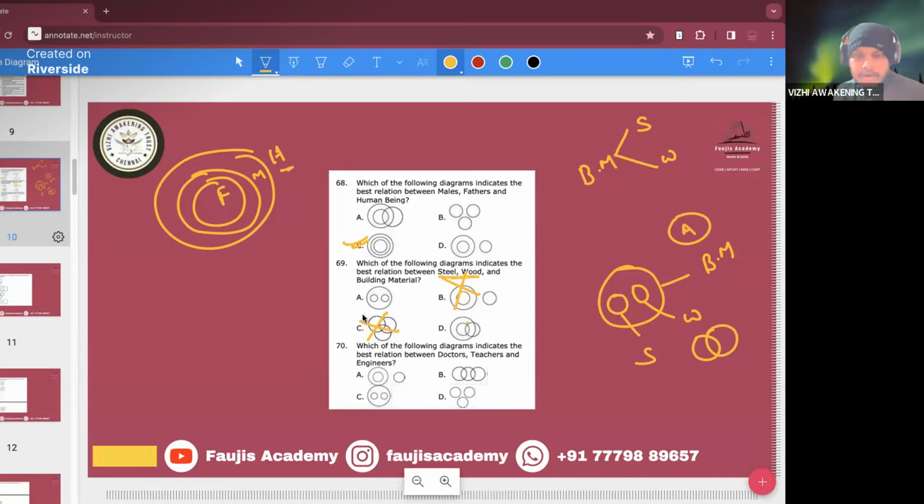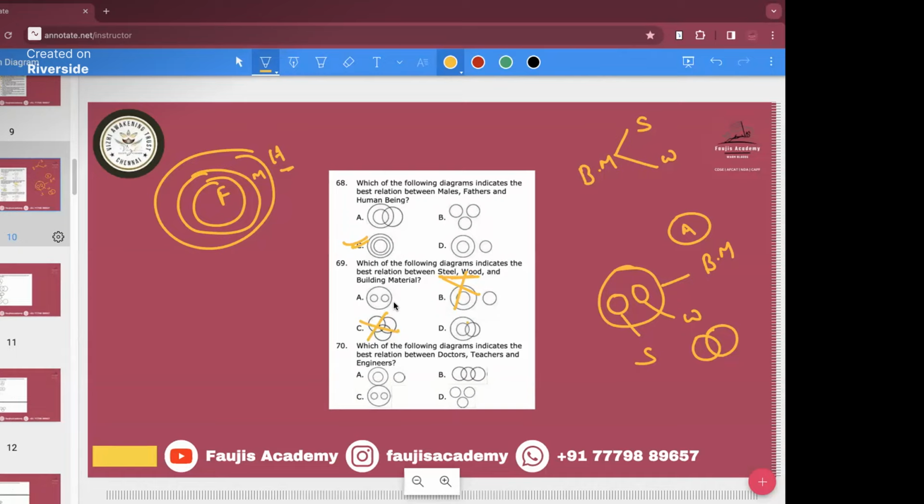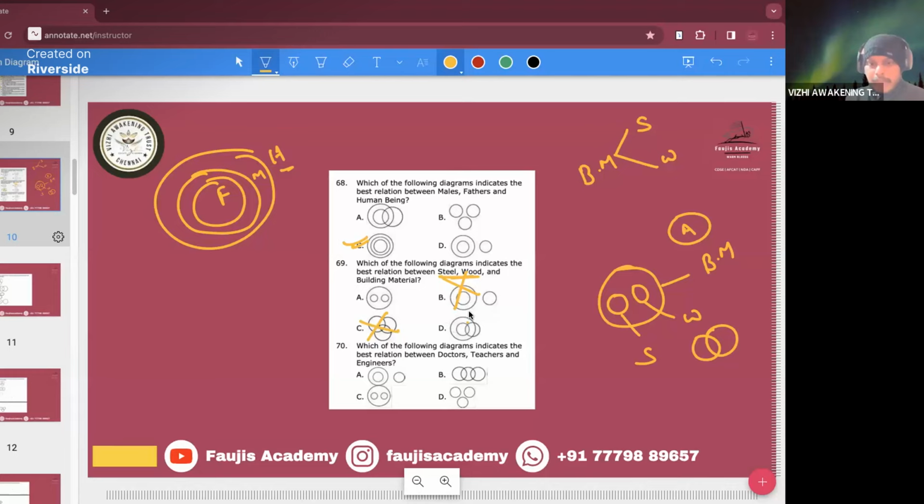Now, I'm just thinking, why should we check out D? I need a concrete reason to check out D. Sir, here, because that wood is connected with both the circles. Like, if we assume that the third one is wood, it is interacted with steel also, sir. Yes, absolutely. Since steel and wood are not connected, there has to be a separation between these two elements, which is essentially being represented only in option A. Thank you so much, Hatta.